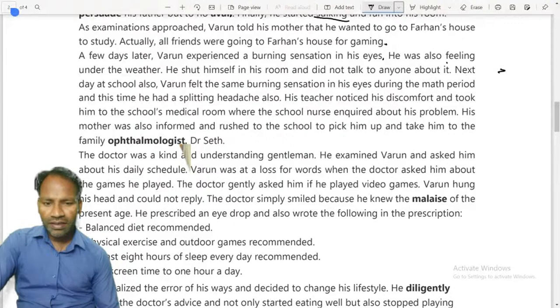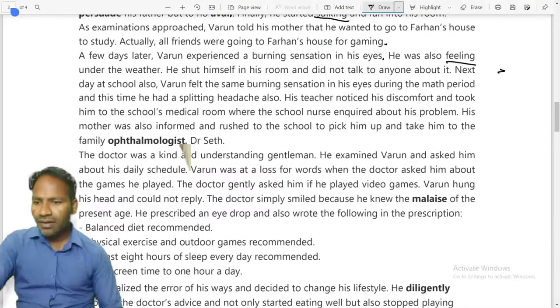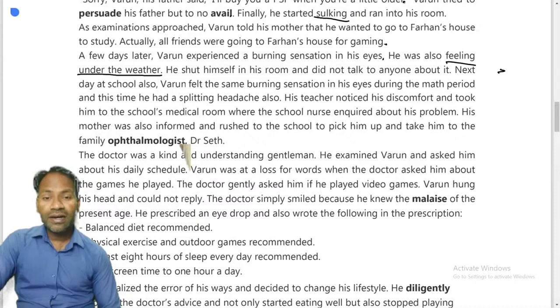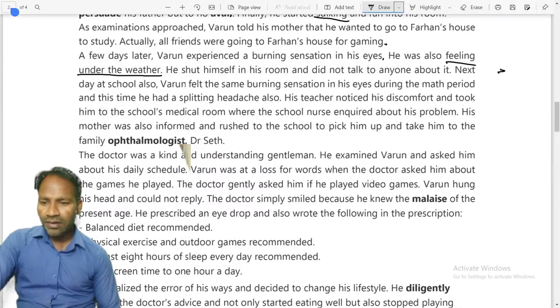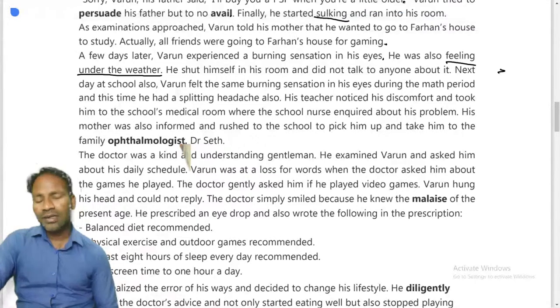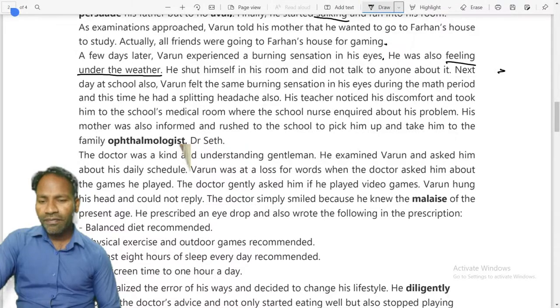Okay, this is the phrase: feeling uneasy, feeling uncomfortable. And in those days, the child even had a burning sensation in his eyes, along with feeling uneasy. He shut himself in his room and did not talk to anyone about it. He hid the problem and did not express what was happening with him.